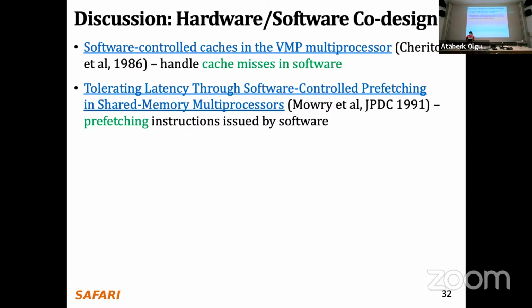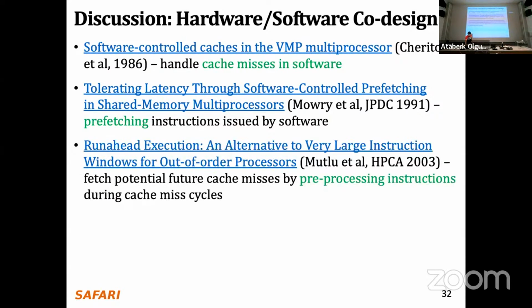This is Tolerating Latency Through Software-Controlled Prefetching in Shared-Memory Multiprocessors. Another 1991 paper, where they describe prefetching instructions issued directly by software, where programs, by means of special instructions, can issue cache prefetching instructions. This is quite different from the prefetching where the cache tries to infer the access workload that's going on, and then tries to infer whether there's a streaming access pattern, whether it can prefetch anything in the future.